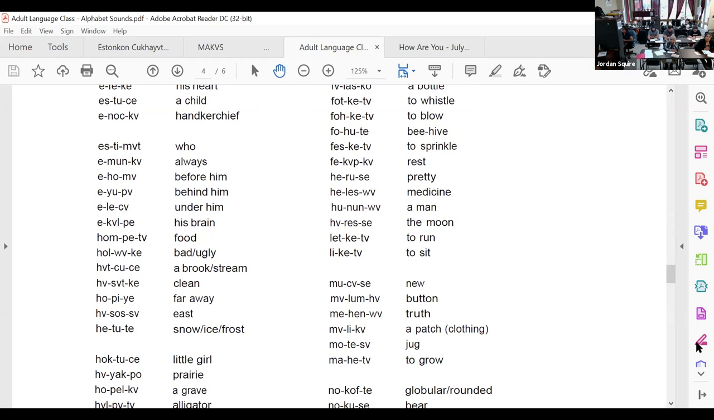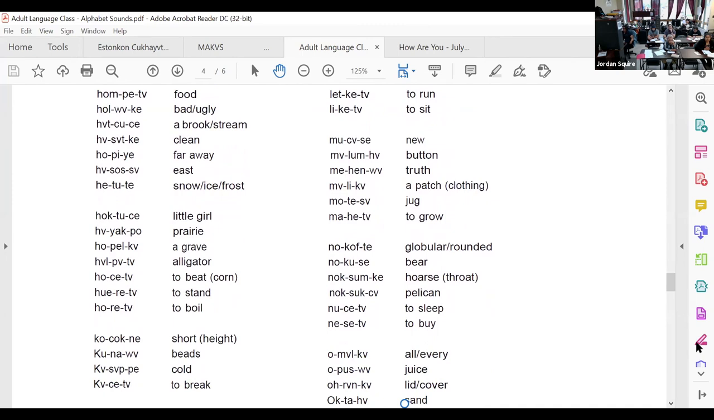Hiliswa. A man, honanwa. Now this is a gender, okay? This is a gender because man in some is isti. But this is a gender. Honanwa. Okay? This is meaning a gender. The moon, hathisi. To run, litgida. To set, legida. New, mojasi.